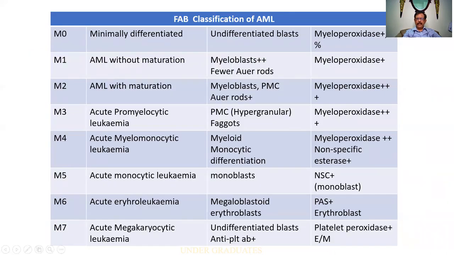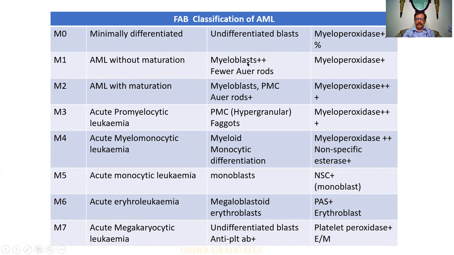This is what is called the FAB classification of leukemias. I would like you people to kindly learn by heart each and every word of this. Each and every word. So this is the typing over here. It is M0 to M7, and you will have to mention what the type is. Minimally differentiated, AML without maturation, AML with maturation, acute promyelocytic leukemia, acute myelomonocytic leukemia, monocytic leukemia, erythroleukemia, and acute megakaryocytic leukemia.